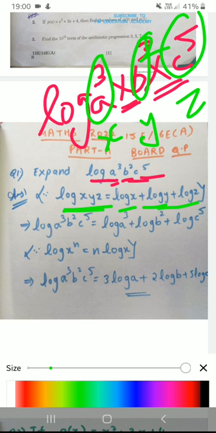So what is x here? A cube. So in place of x substitute a cube plus log y. What is y here? B square. So log b square plus log z. What is z here? C power 5. So log c power 5.